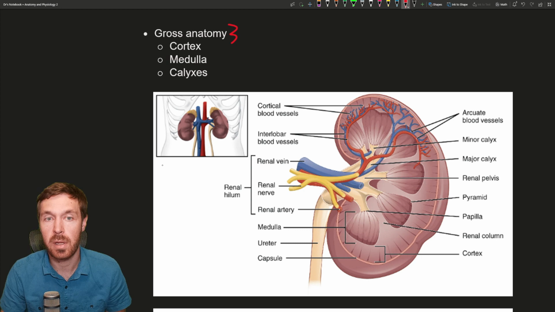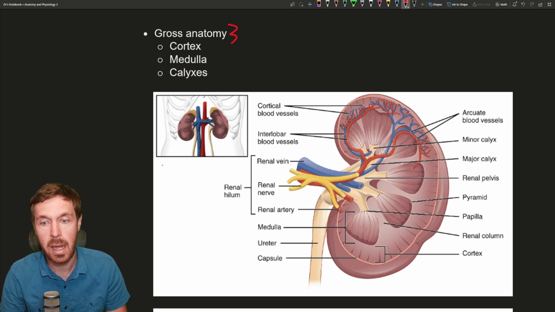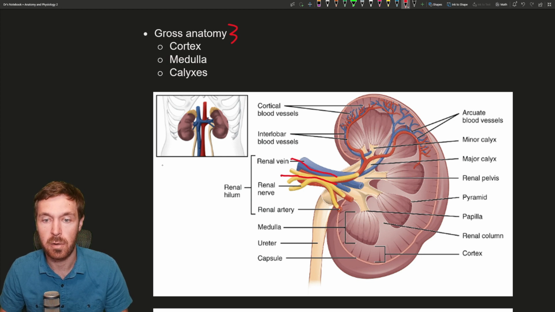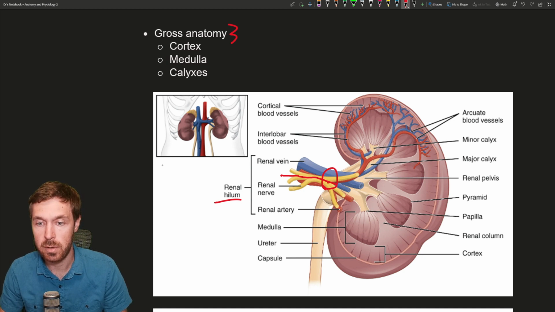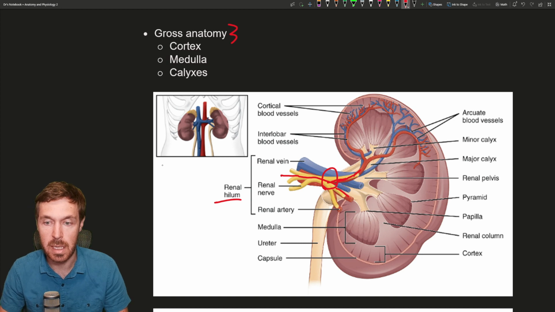Continuing with the gross anatomy, we talked about how the renal artery comes in and then the renal vein goes back out. But first, looking at the renal artery, renal vein, there's also a renal nerve. All that comes in at the renal hilum right here. So the arteries come in, see it coming in right here, then branch out into these different parts inside the kidney.